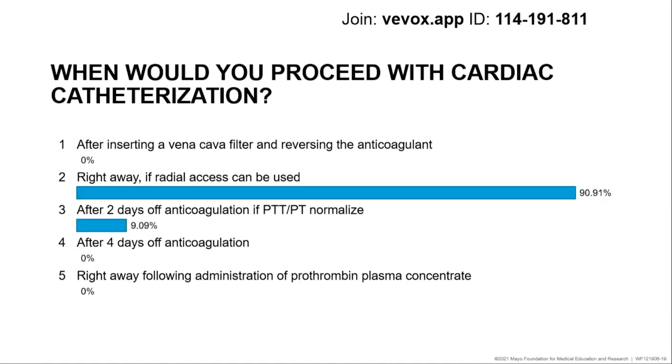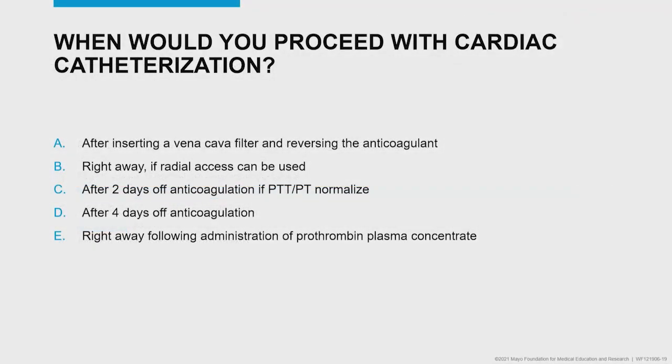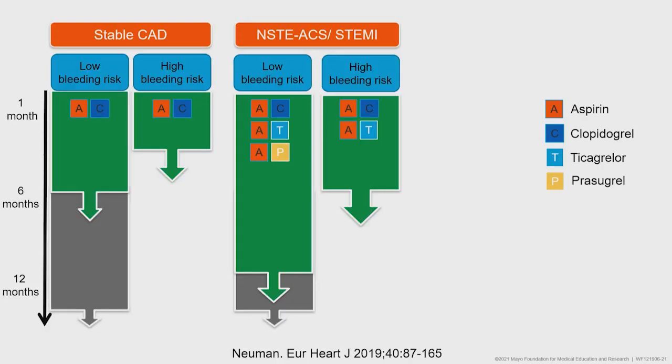Okay, and most of you choose to do it right away if we can use a radial access, and that will be fine if there's an urgency to do it. But also remember that if it's elective, we can wait until 4 days after the patient is off anticoagulation. As it is not a STEMI, we don't need to rush. That would be perfectly reasonable if you need to take the patient urgently to the OR.